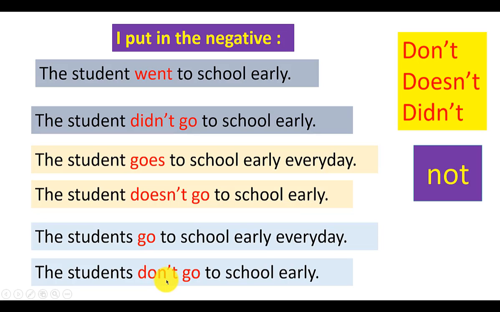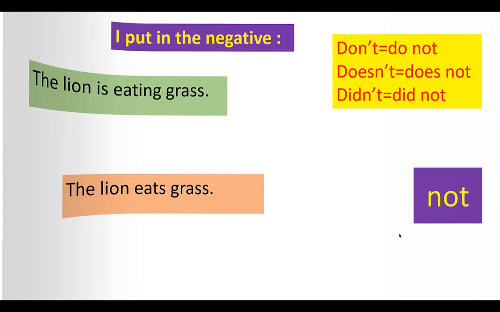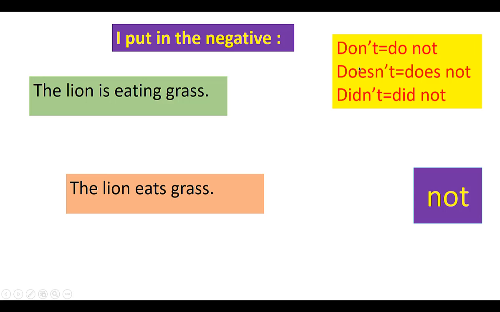Okay, the students don't go to school early every day. Very good. Yes, we have other examples. Come, we will see them together. Good. I put in the negative. We have here these words to help us to put the sentences in the negative. I mean, don't equals do not. Doesn't equals does not. Didn't equals did not. If you want to say don't, it's correct. If you want to say do not, it's correct also.